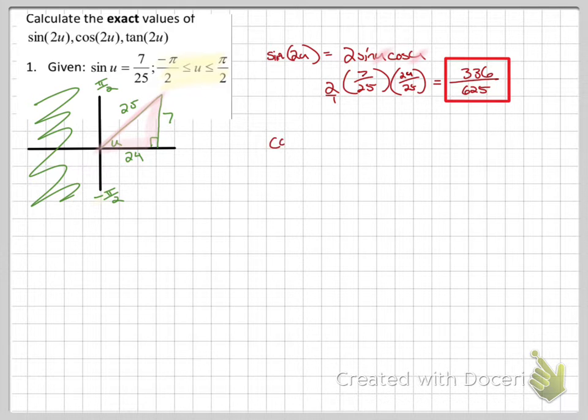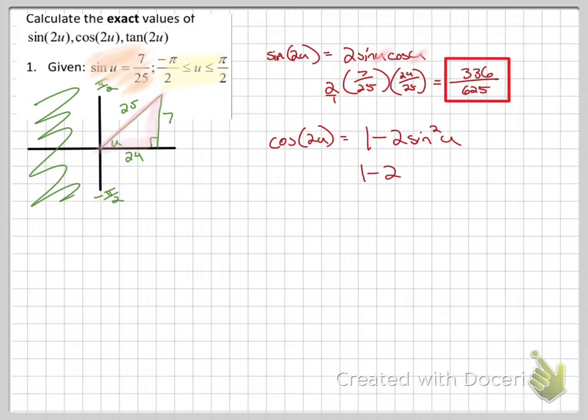Now let's do cosine 2u. Maybe this is a good time to think about which of the three equations we want to use, right? Look at the given information. Given in the problem was sine u. So for those of you who are common at making mistakes on your Pythagorean theorem, use the equation that only uses the given information. So the cosine 2u equation that only uses sine is 1 minus 2 sine squared u.